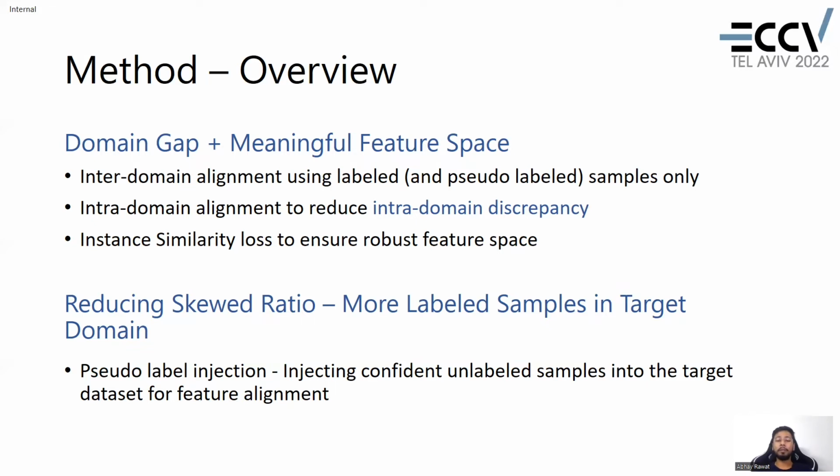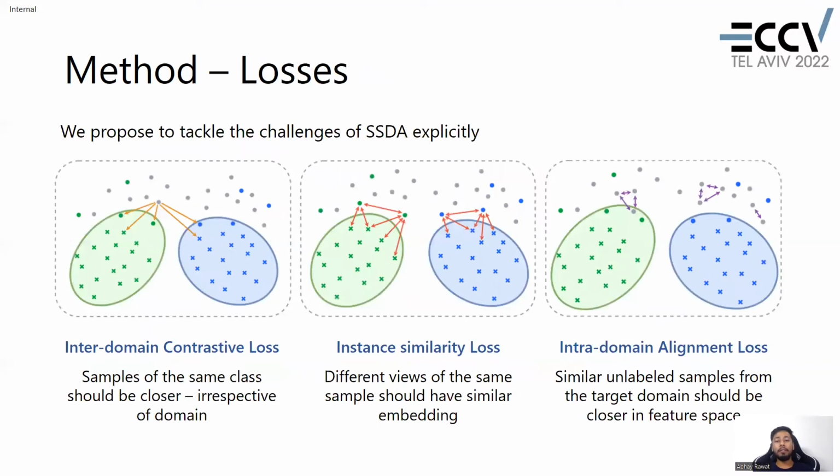We also propose to inject the unlabeled samples carefully to the label set of the target domain. This will help us to further reduce the skewed ratio of the number of annotated samples in the source and target domains. The feature level losses comprise the inter-domain contrastive loss, instance level similarity loss, and the intra-domain alignment loss. In the following slides, I'll be presenting these losses and the intuition behind them in more detail.